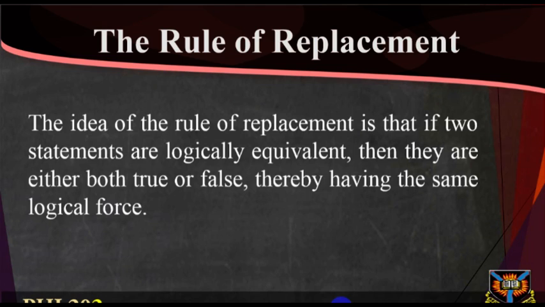Number 10. Tautology, TAUT. P if and only if P or P. P if and only if P and P. Let us now identify the rule of replacement by which the conclusion follows from the premise or premises in each of the following arguments. Number 1.